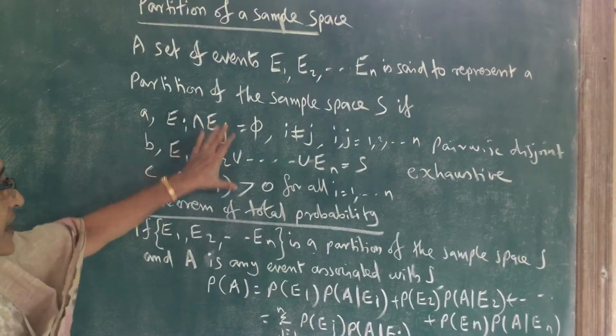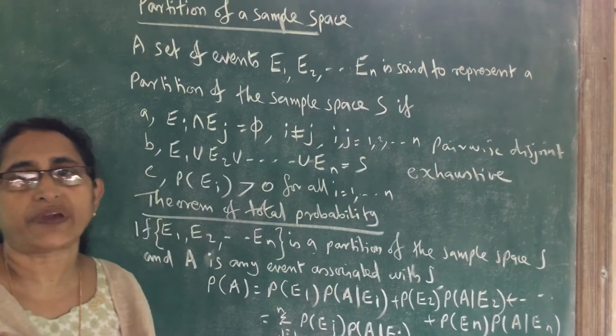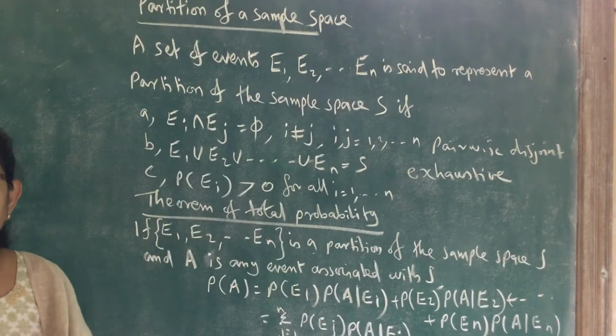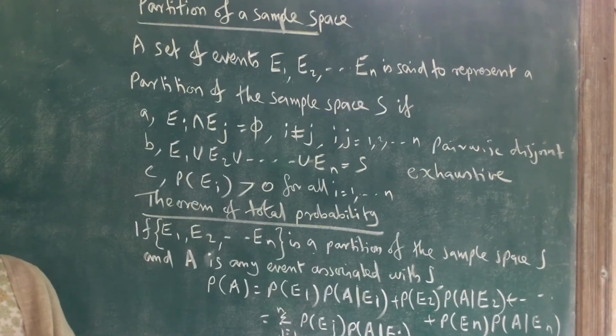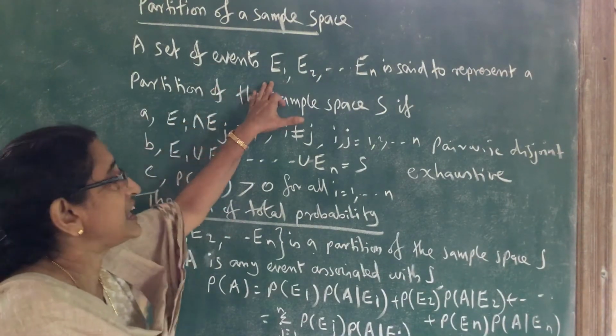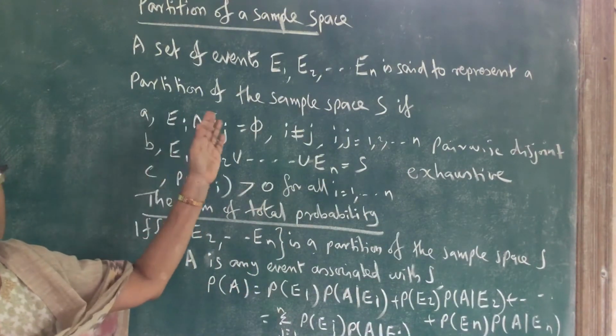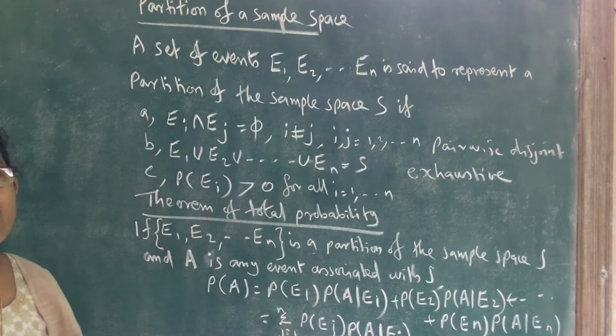So if these three conditions are satisfied, we can say E1, E2, etc., En form a partition of the sample space if they are pairwise disjoint, exhaustive, and they have non-zero probabilities. These are the conditions for the events E1, E2, etc., En to be a partition of the sample space S. So understand that term, partition of a sample space.